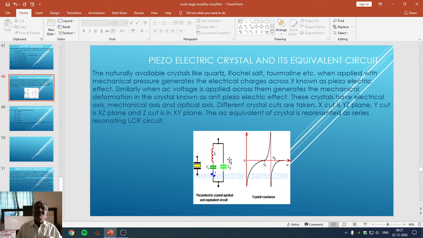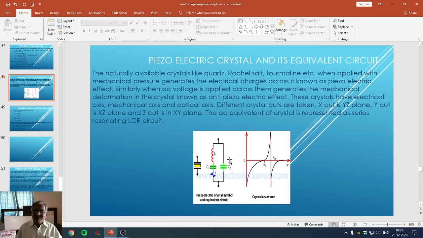The optical axis is used to give the optical properties which we have studied in physics. You have used the quartz crystal to generate the prism, the quartz prism, that is going to give the optical properties. So that's why the optical axis is maintained.